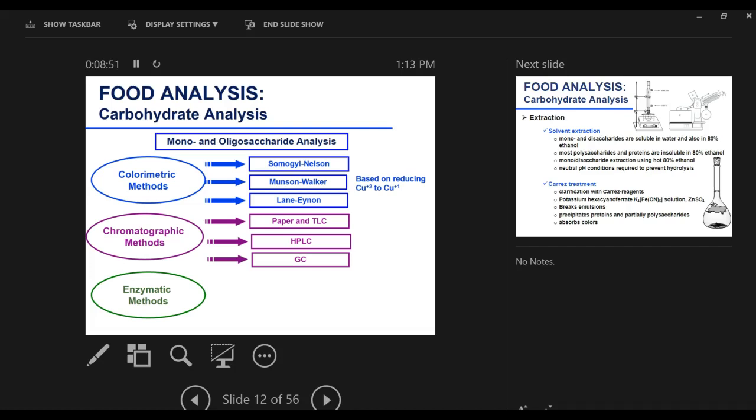So we'll start off first with the small sugars, mono-, di-, oligosaccharides. We will cover colorimetric methods that are mostly based on the reduction capability of the sugars, so it's mostly for reducing sugars. And then we'll talk about chromatographic methods. So you will bring back your chromatography knowledge for this application here. And then enzymatic methods.